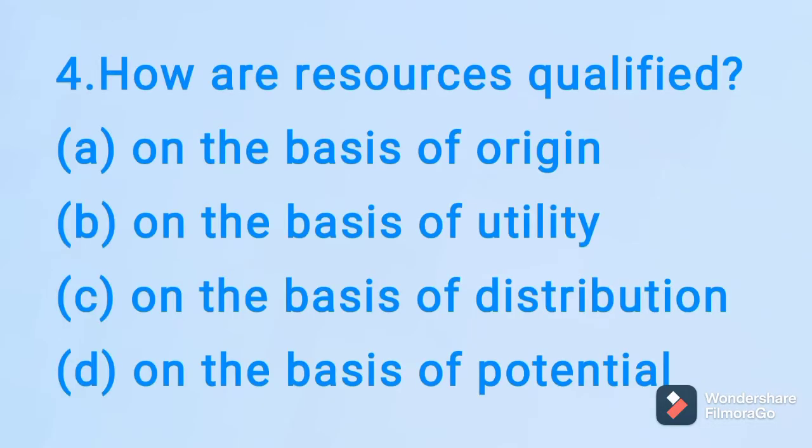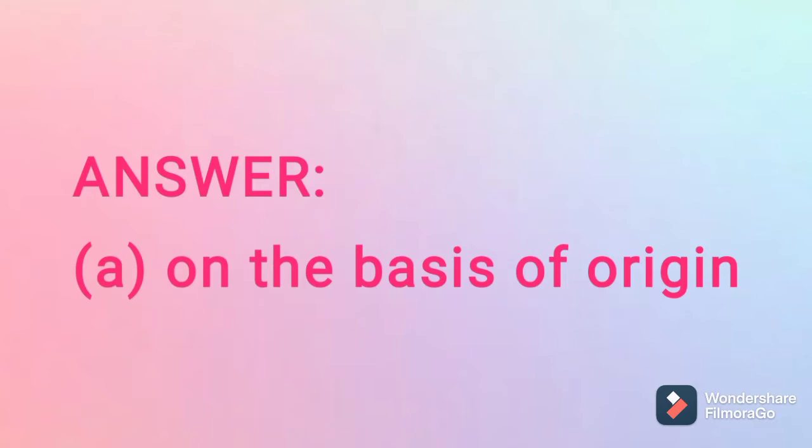Fourth question, how are resources qualified? Option A, on the basis of origin. Option B, on the basis of utility. Option C, on the basis of distribution. Option D, on the basis of potential. And the answer is option A, on the basis of origin.